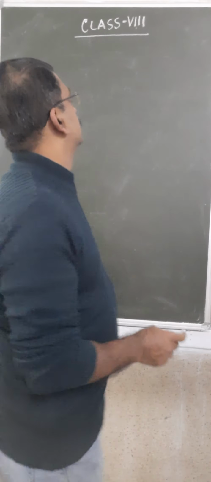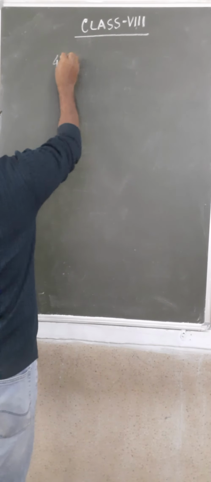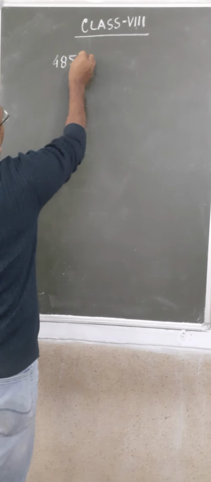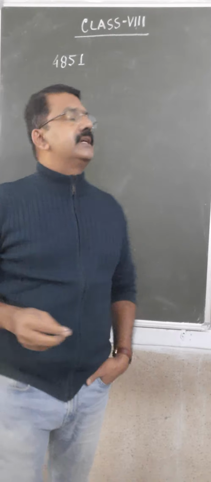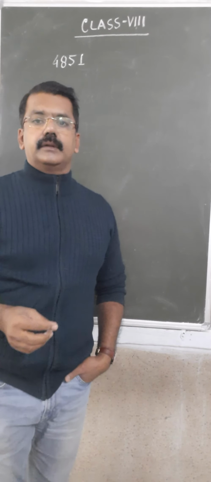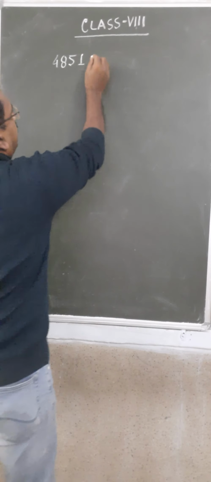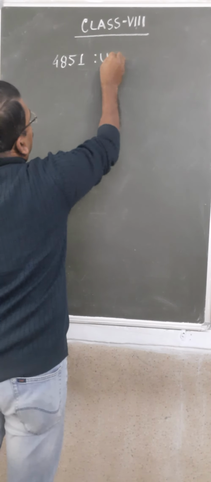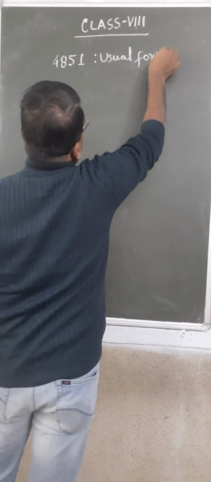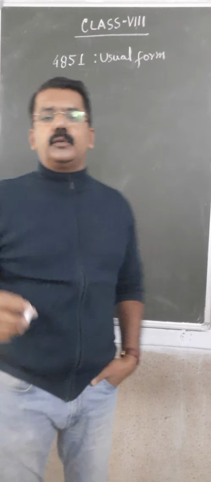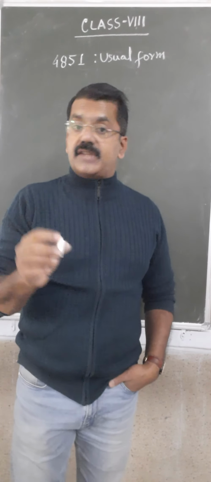Now, suppose there is a number 4851. It's simply a number 4851, and this number is right now in usual form. Now, we have to convert this number into standard form.